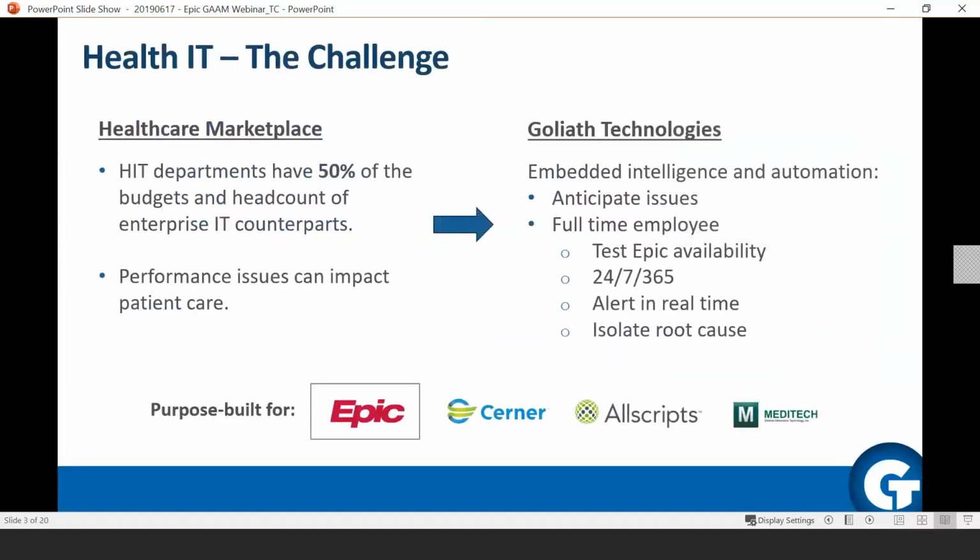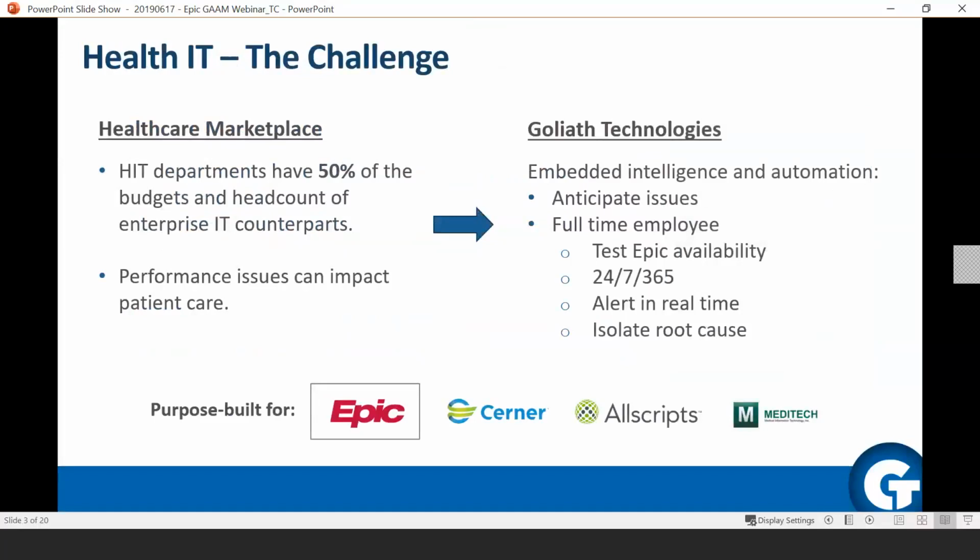As we talked about on the webinar invite, we're going to talk about how to test and confirm EPIC application availability. I'm going to start with a couple of slides for context, and then we're going to go right into an actual case study that we have that will give us some context.